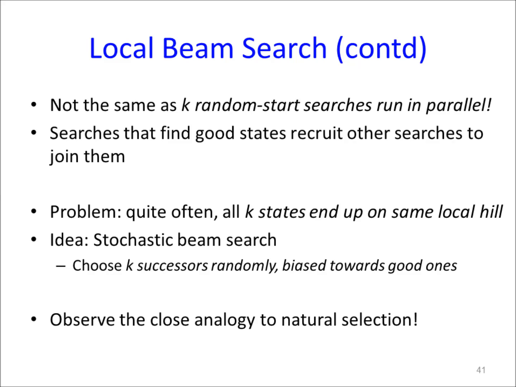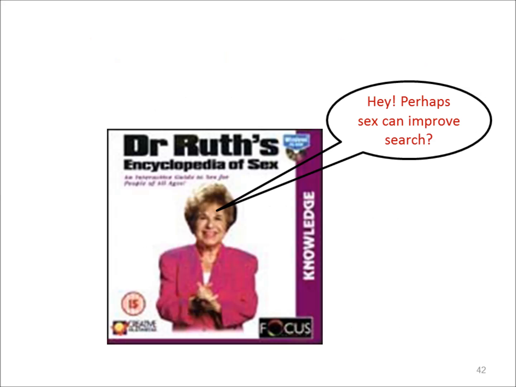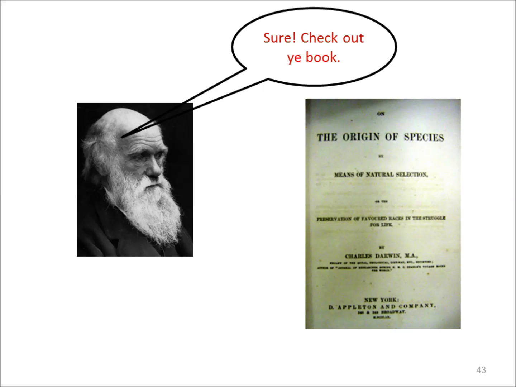Now we believe that for mankind, all of nature goes by sexual reproduction. So why should we do asexual? Maybe we can use our genetics to improve local search. Of course Darwin comes along and says, yeah, check my book. So let's evolve n coins.